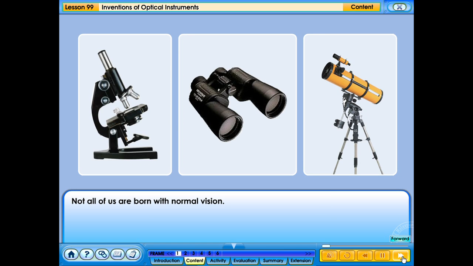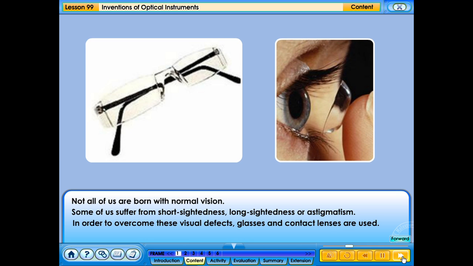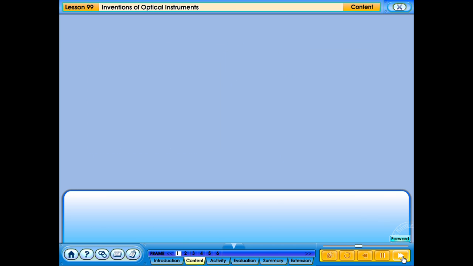Not all of us are born with normal vision. Some of us suffer from short-sightedness, long-sightedness, or astigmatism. In order to overcome these visual defects, glasses and contact lenses are used.